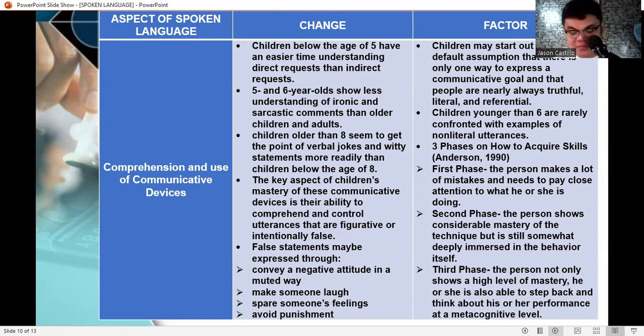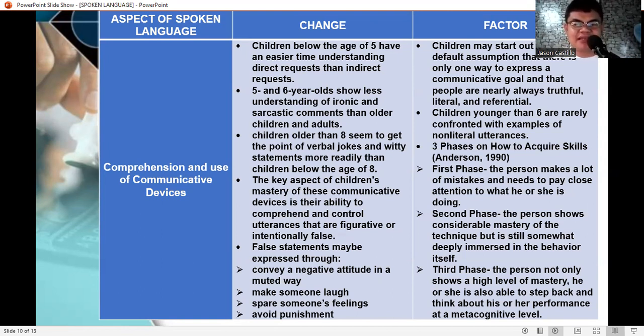With this paper, Burns and Wasik also cited the phases on how to acquire skills by Anderson in 1990. The first phase is the person makes a lot of mistakes. There is always room for mistakes, and the person needs to pay close attention to what he or she is doing. It's okay to commit mistakes because by committing mistakes, you will be able to learn. That's the first step in acquiring skills, according to Anderson in 1990.